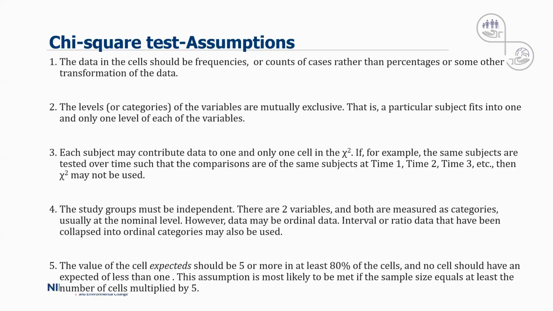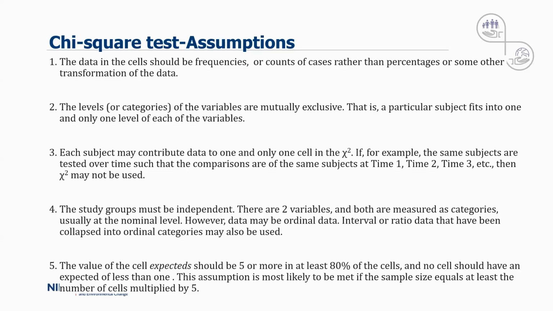Then the fourth assumption is the study groups must be independent. So obviously, the response of participants who are getting an intervention A, or who belong to the first exposure category, should be totally independent of the response given by individuals belonging to exposure category 2 or getting another intervention. So this is called independence, independently distributed.